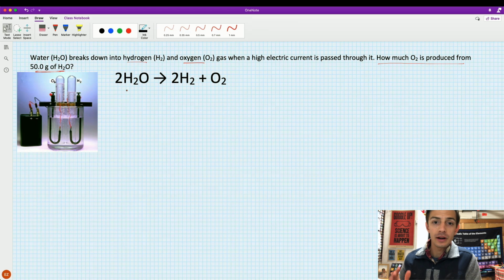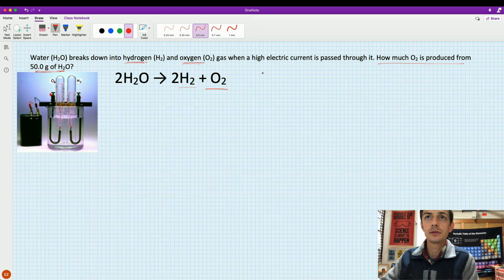This is a video on how to go from grams to moles to grams in a particular problem. So we'll get started with this particular equation and this problem where you've got hydrogen and oxygen forming here, H2 and O2, forming from basically electricity going through water and splitting water into hydrogen and oxygen gas.